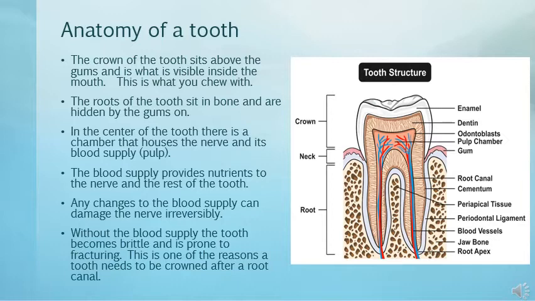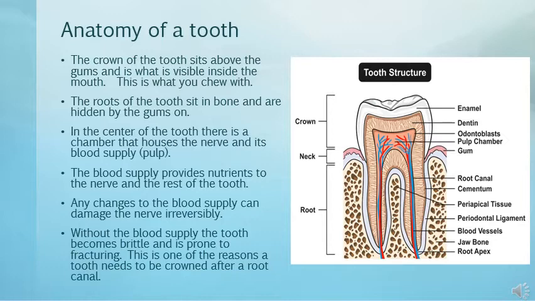In the center of the tooth, there's a chamber called the pulp chamber. The pulp chamber houses the pulp, and as you remember, the pulp is the nerve and its blood supply. From the chamber, microscopic tubules extend outward all the way to the dentin enamel junction. These tubules are filled with small amounts of pulp. The root of the tooth sits in bone and is covered by the gums.